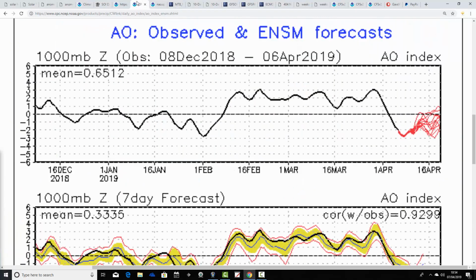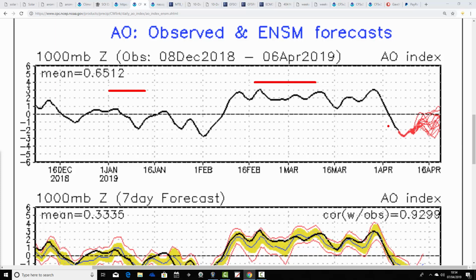So this is the Arctic Oscillation observed and forecast chart. The black line here shows where we've been with the Arctic Oscillation, red lines at the end, where the GFS ensembles are forecasting the Arctic Oscillation to go over the next couple of weeks. Remember, all of these indexes, be they the Southern Oscillation Index, the Quasi-Biennial Oscillation, the Arctic Oscillation, North Atlantic Oscillation, they are all just reflecting the atmospheric state. None of them are actually driving the weather. These indexes are being driven by the weather.